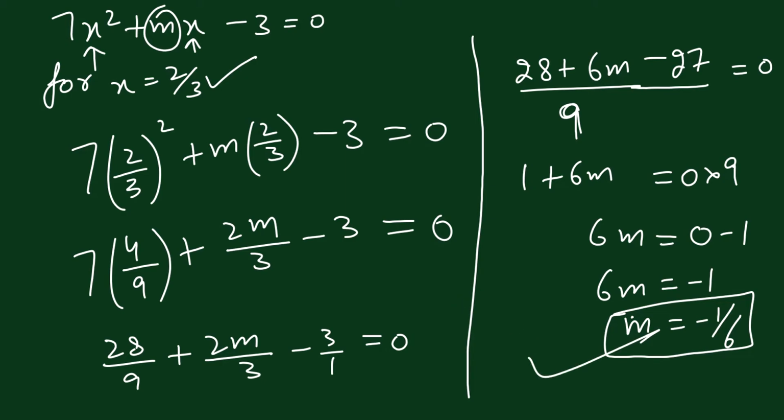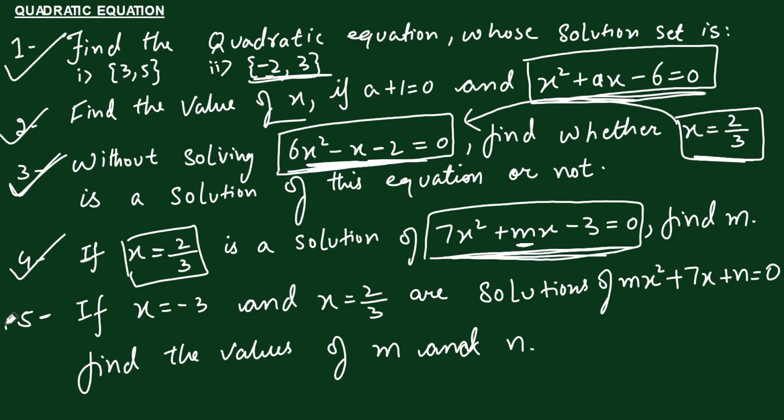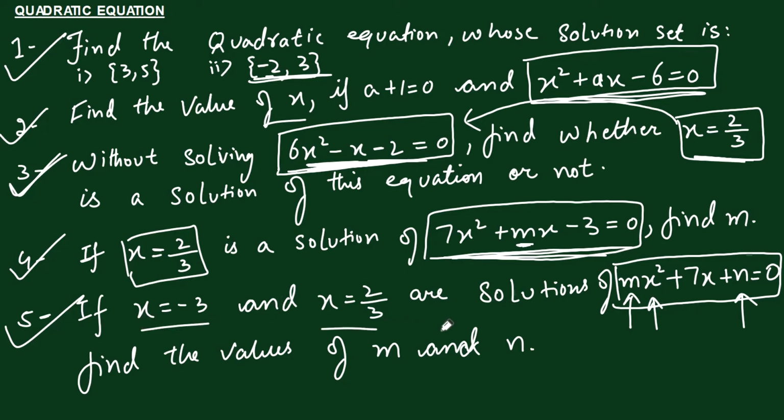Next question is the last one here, the fifth one. Same thing. This time if you see, we have a quadratic equation where you have mx square plus 7x plus n is equal to 0. They have given us three unknowns in this equation. One is m, one is x, one is n. Since they gave us two values of x, we can substitute here one by one and get the values of m and n.